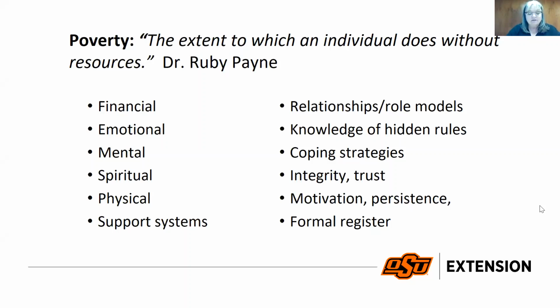Mental, having the mental ability to acquire skills such as reading, writing, computing, to deal with daily life. Spiritual, believing in a divine purpose and guidance. Physical, having physical health and mobility. Support systems, having friends, family, and backup resources available in times of need. Relationships and role models, having frequent access to adults who are appropriate, who are nurturing to the child, and who do not engage in self-destructive behavior.